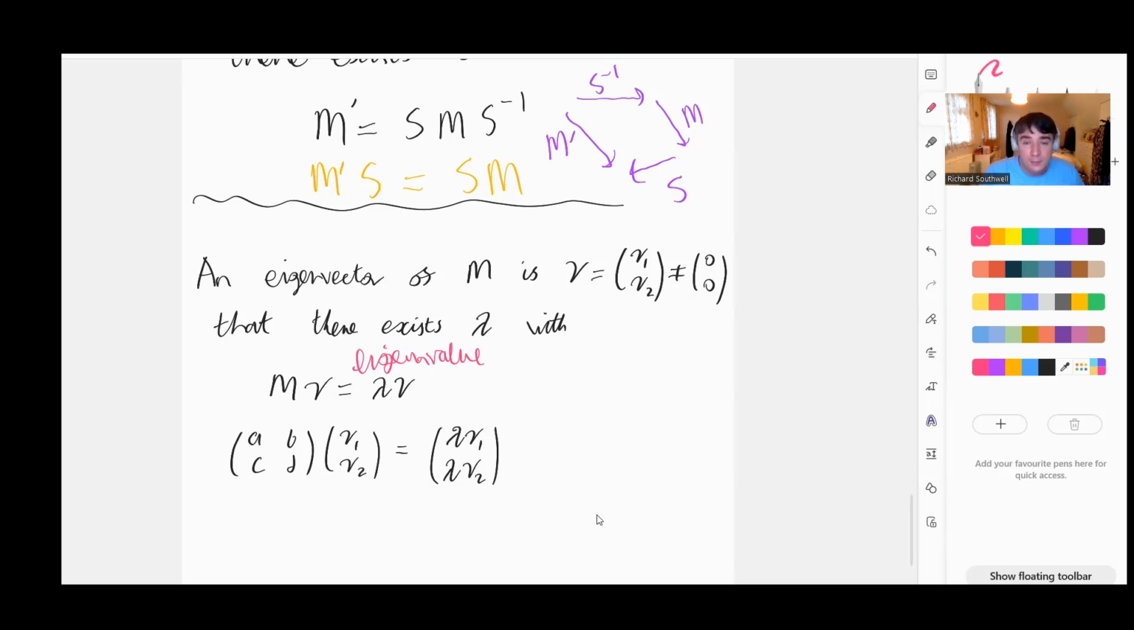And if we understand what the eigenvectors and eigenvalues are for a matrix, that really tells us an enormous amount about the behavior of that matrix.